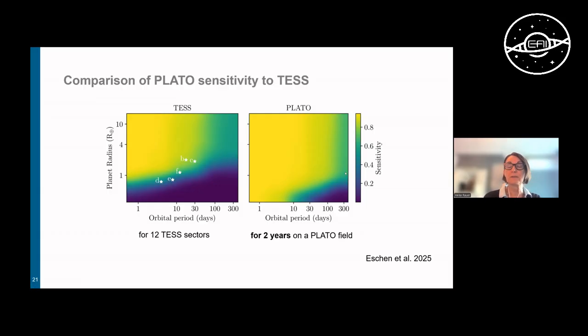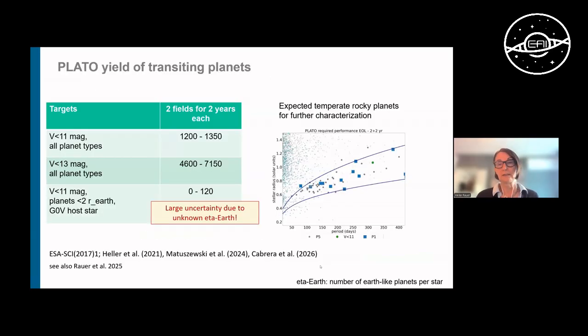That's true, but that then will be a decision to be taken after launch, whether we stay longer on that field, which of course would push the sensitivity further towards longer period planets. Well, and then the big question is, how many planets will we detect? And I recommend 2 papers on this.